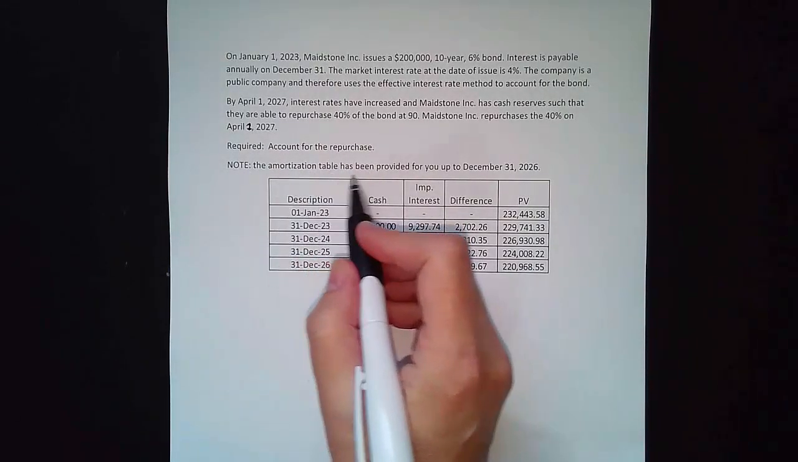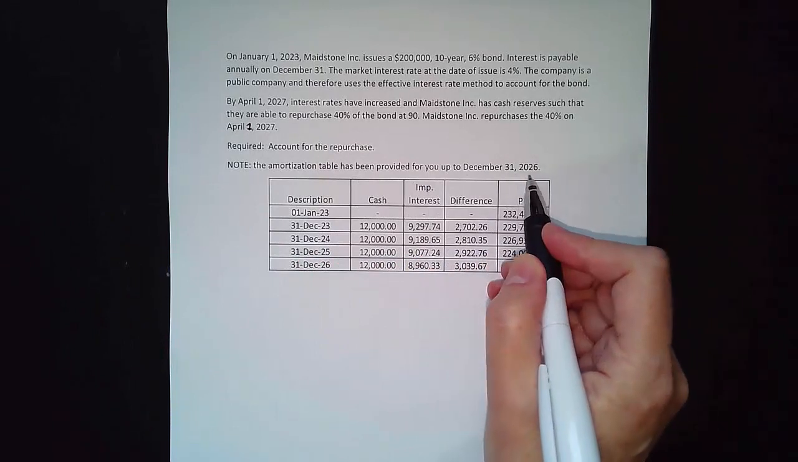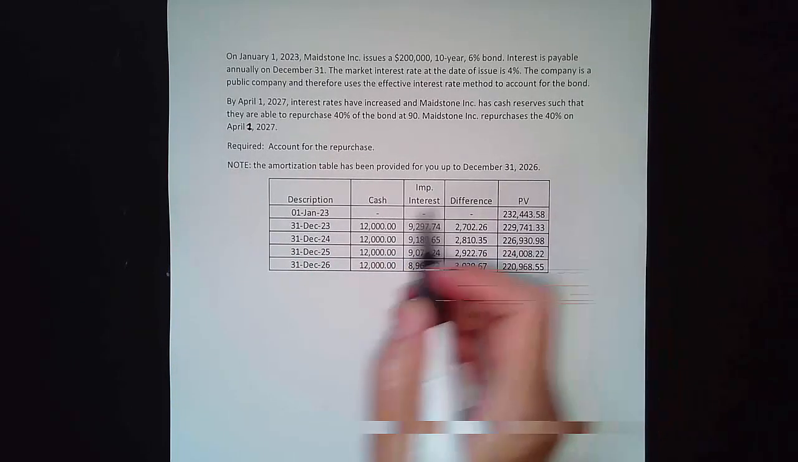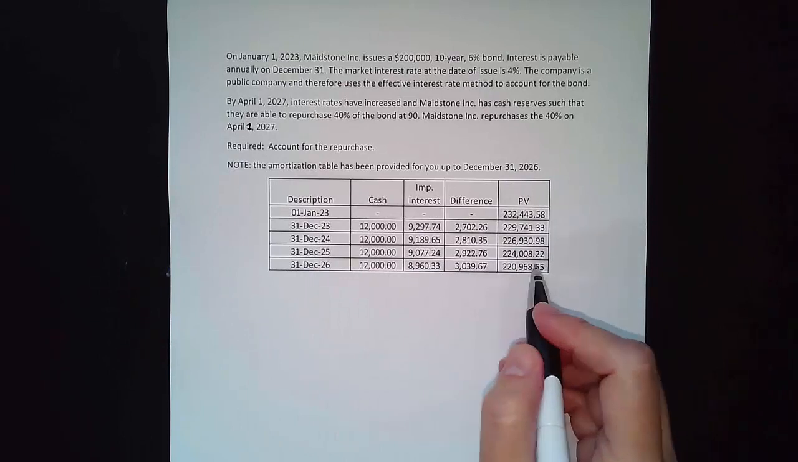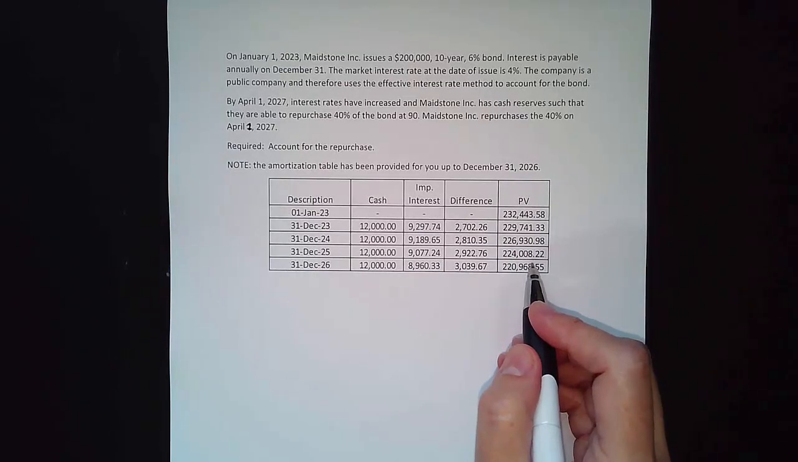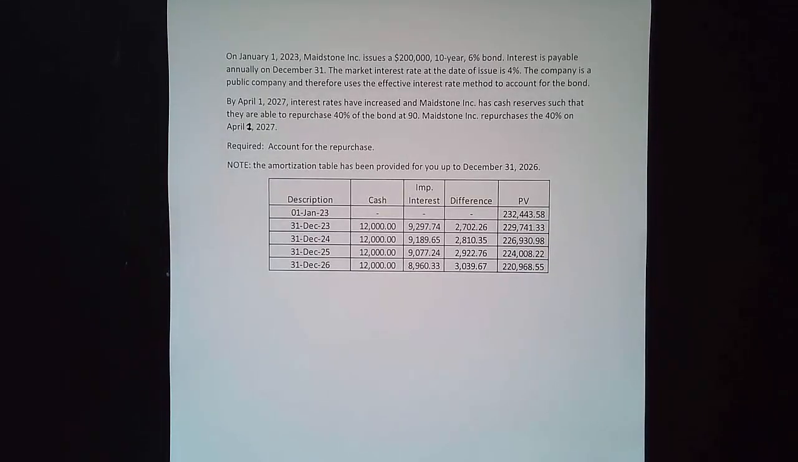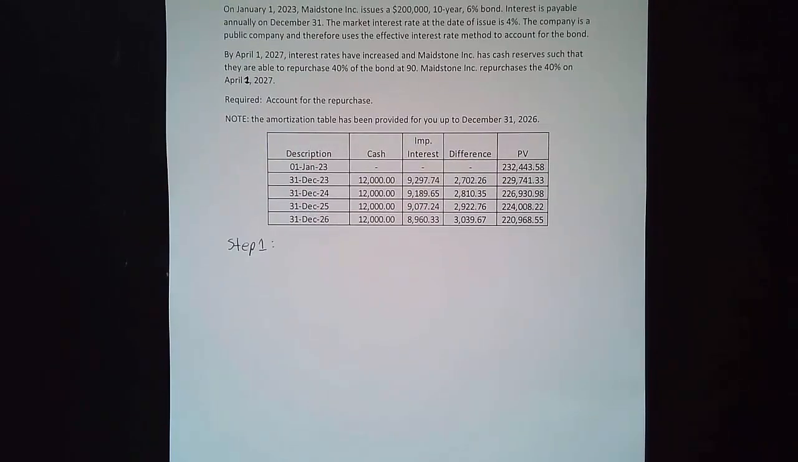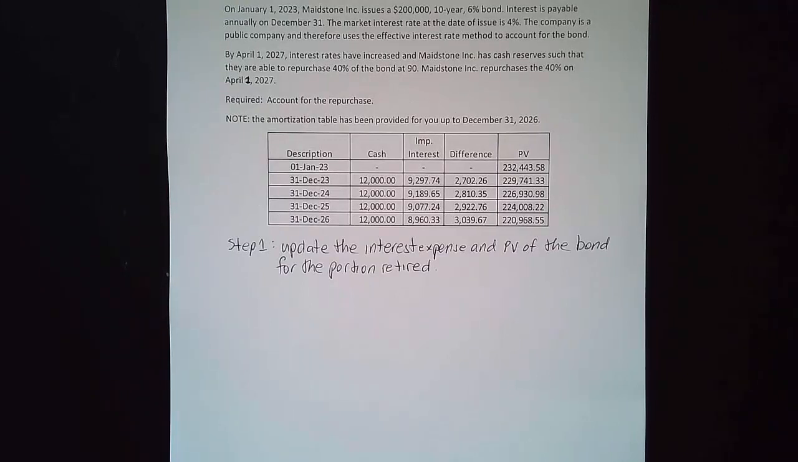Note, the amortization schedule has been provided for you up to December 31st, 2026. So you can see I've provided the amortization schedule for the first 4 years because that's not the focus of this video. All right, so now how do we account for this repurchase? Let's do it in a step-by-step process. Step 1. We have to update the interest expense and the present value of the bond all the way up to April 1st, 2027.